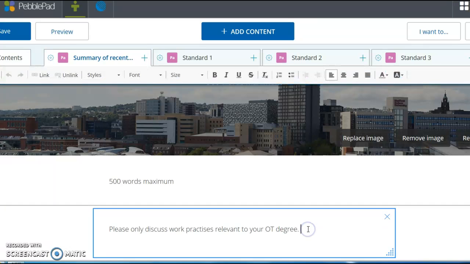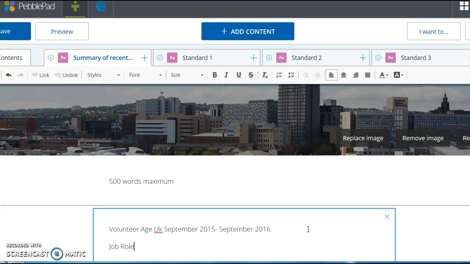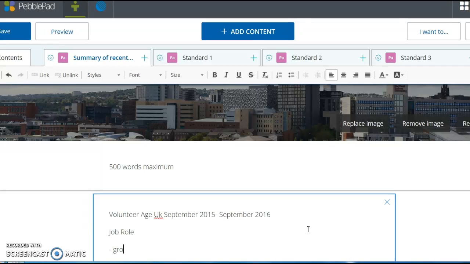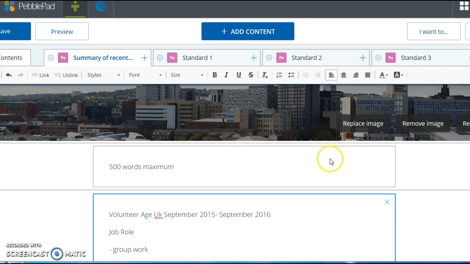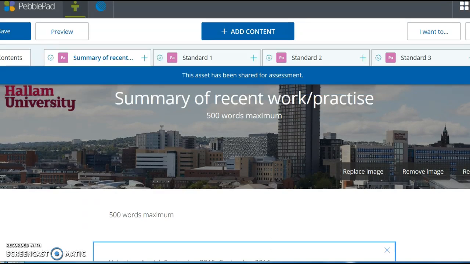So the way I would do it is I would write in there the job title. So let's say Volunteer Age UK, and write the date, September, let's say. And then job role, and list the job roles that were involved, and do it that way. So that's your first one done.